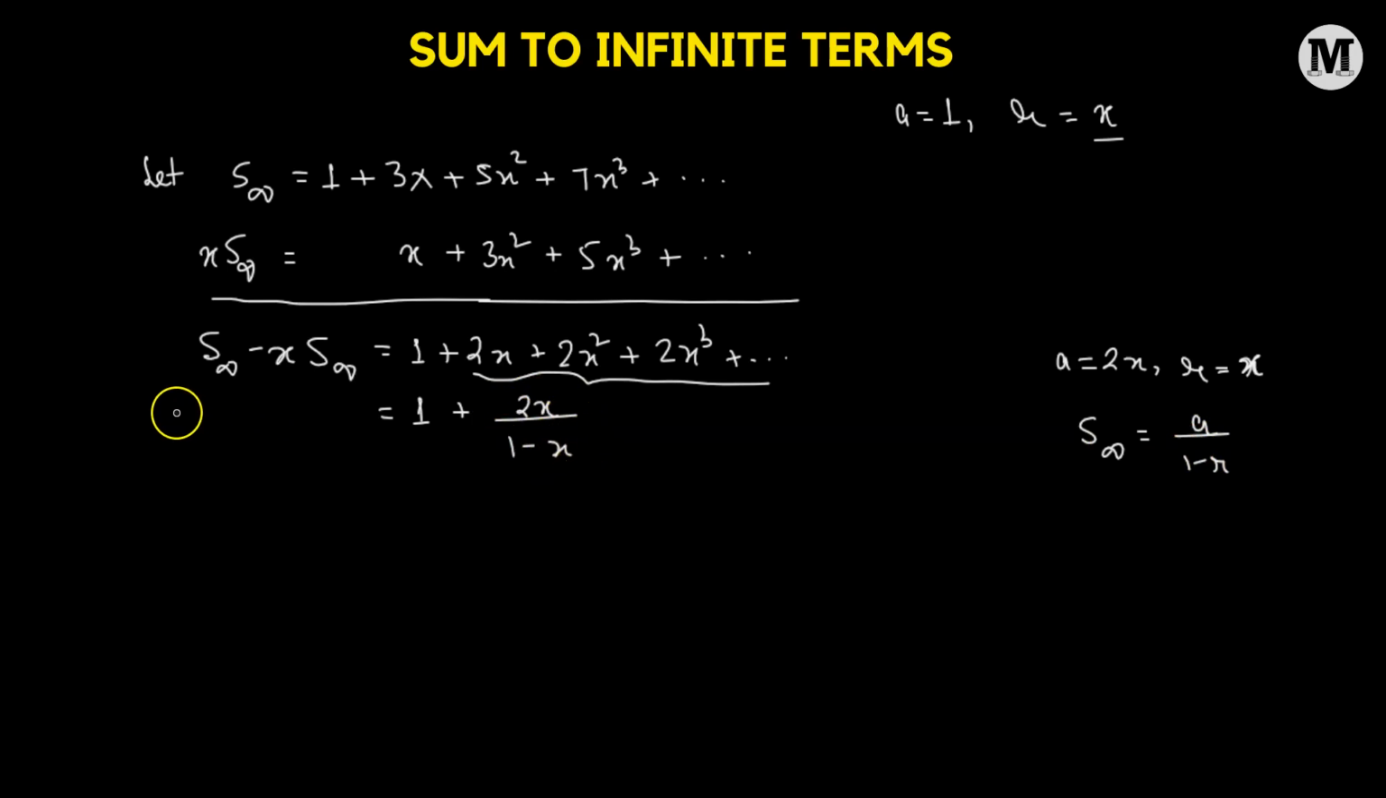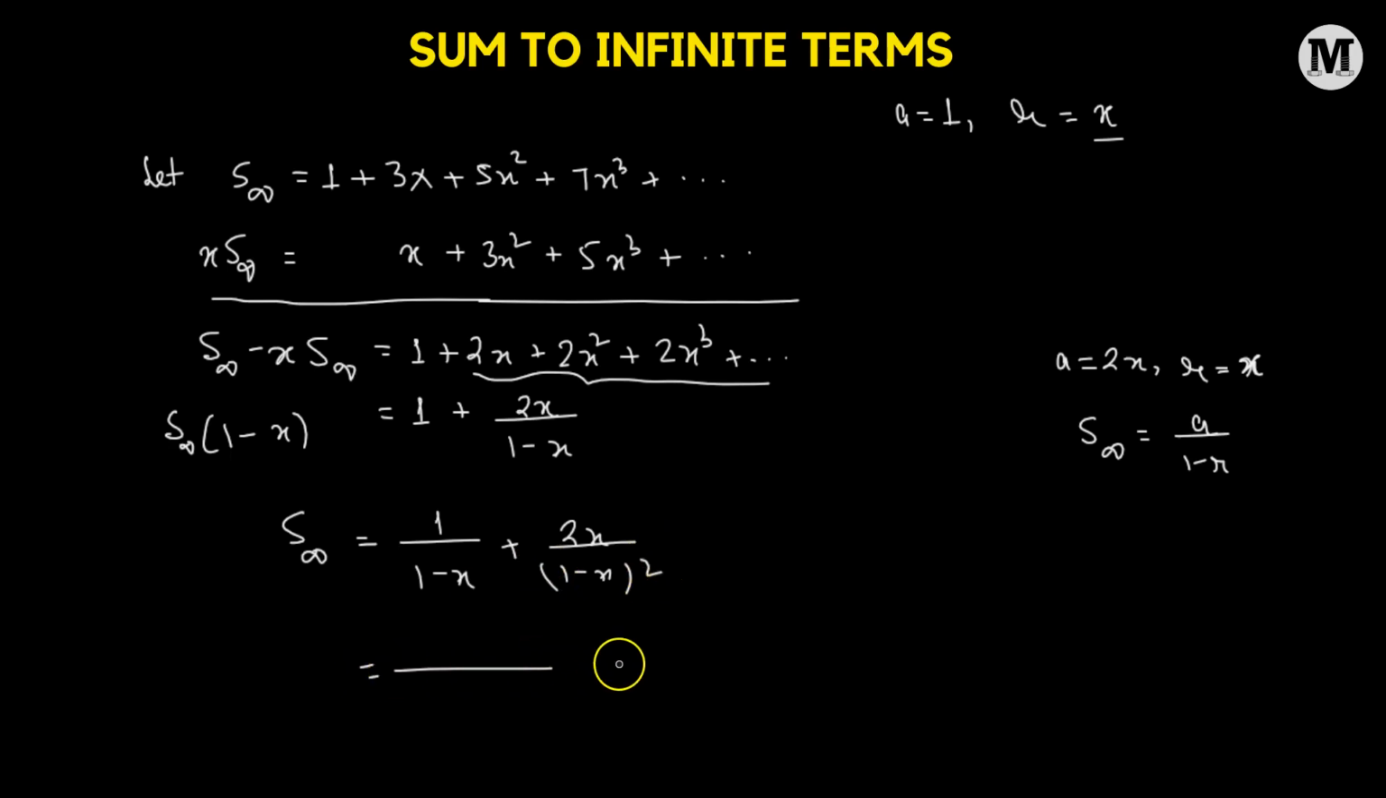And on the left hand side, if we take S infinity as the common factor, this gets multiplied by 1 minus x. Now we'll divide both sides by 1 minus x. So S infinity will be 1 over 1 minus x added to 2x over 1 minus x whole squared. We can combine them with 1 minus x whole squared as the common denominator, and in the numerator, we have 1 minus x added to 2x, which gives us 1 plus x.